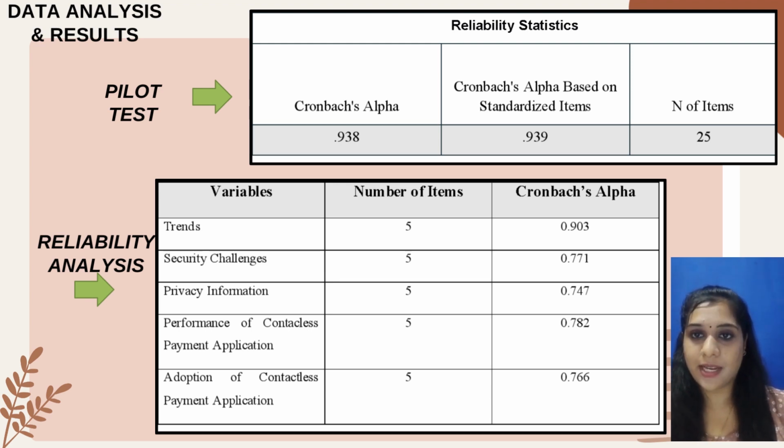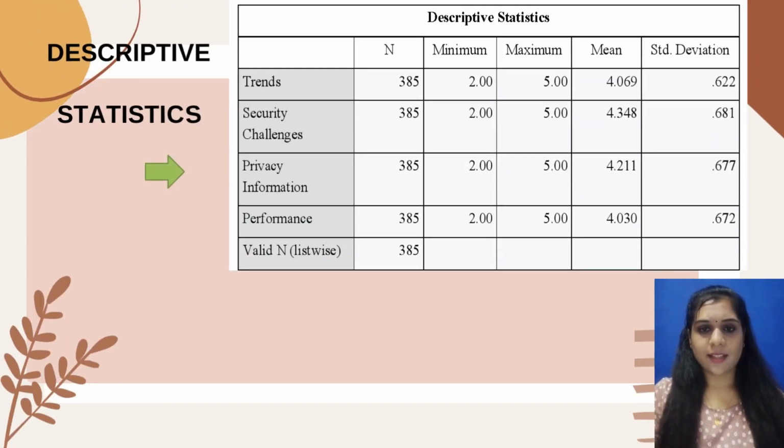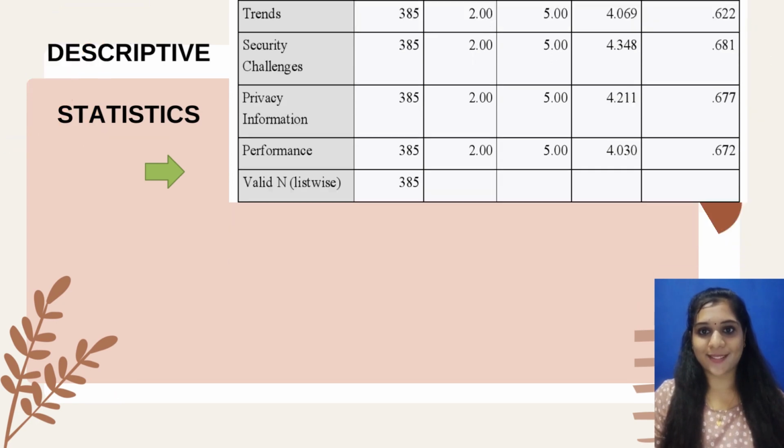Reliability analysis means being consistent. It is the degree to which an instrument used at different times will deliver similar results for the same people. Reliability can take a value from 0 to 1.0. Next is descriptive statistics. This table refers to the variables which have the highest mean value among the independent variables.